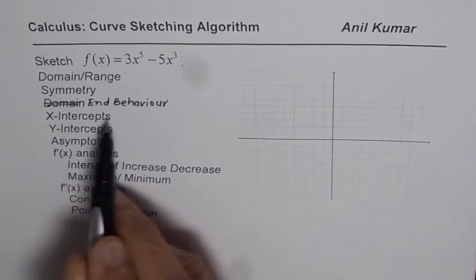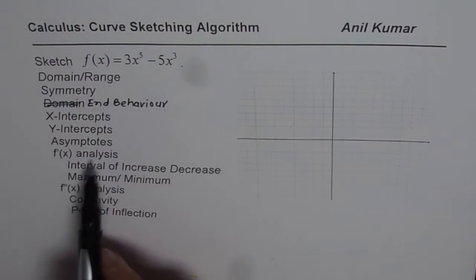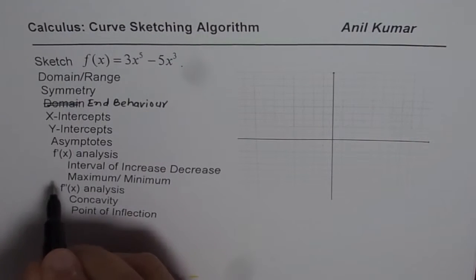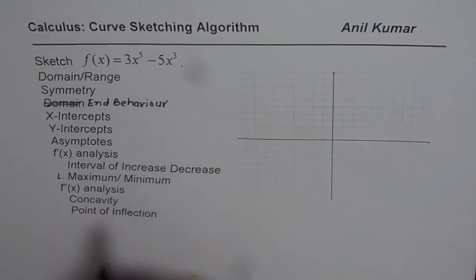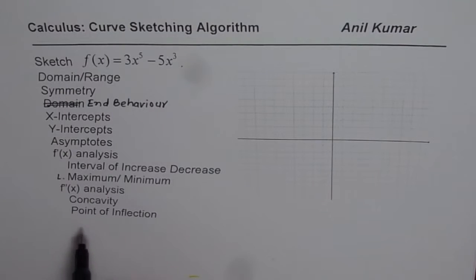Okay, x-intercept, y-intercept, asymptotes, first derivative, and from the first derivative, we can find increasing and decreasing intervals, and thereby find local maximum and local minimum. Then we will analyze the second derivative to find concavity and point of inflection. So let's do them one by one.